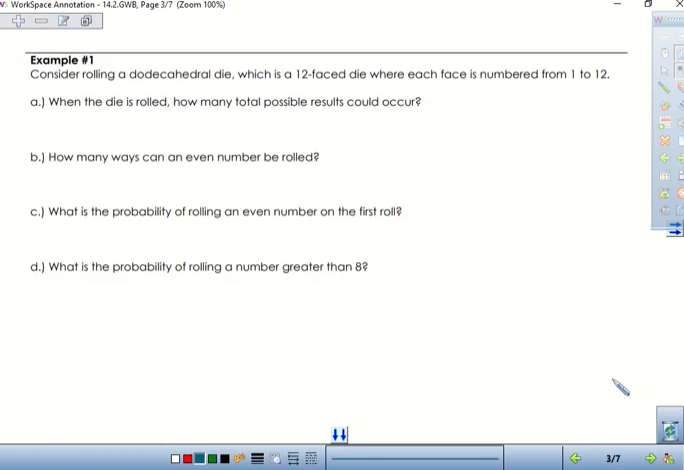So consider rolling a dodecahedral die, which is a 12-face die, just like a dodecagon in geometry, where it's numbered 1 through 12. So when the die is rolled, how many total possible results could occur? 12 results.